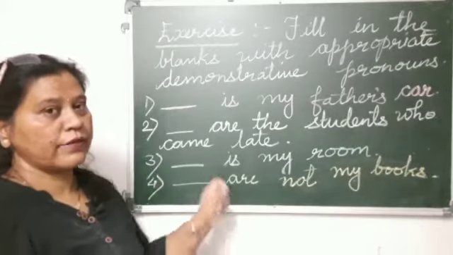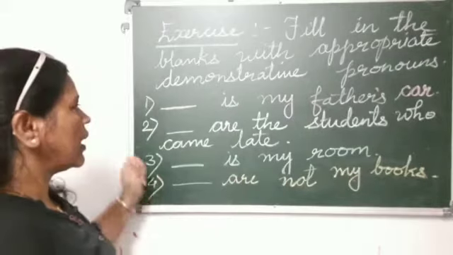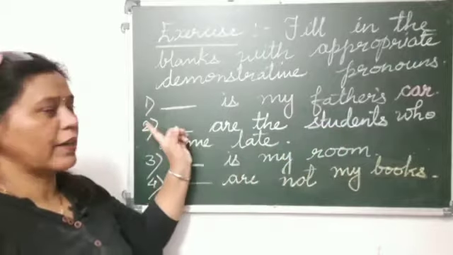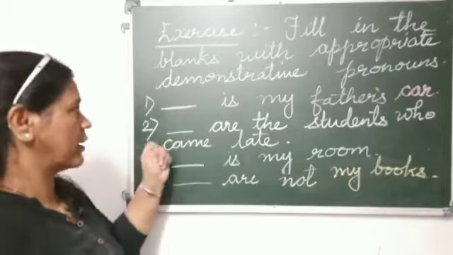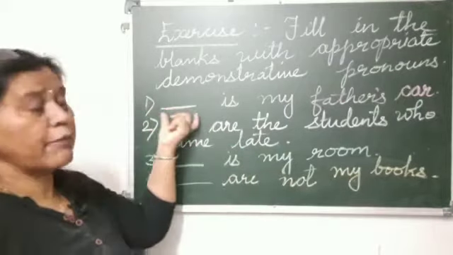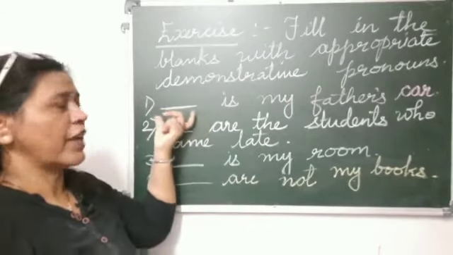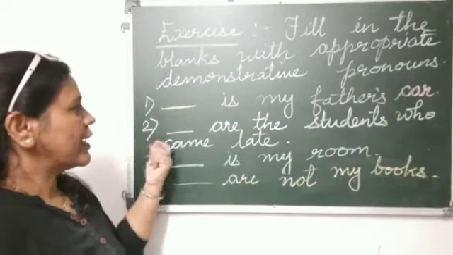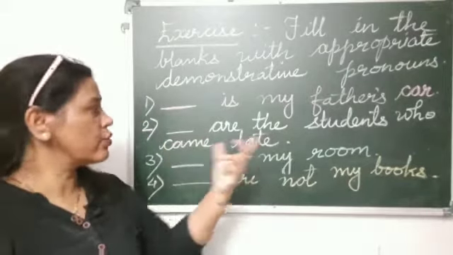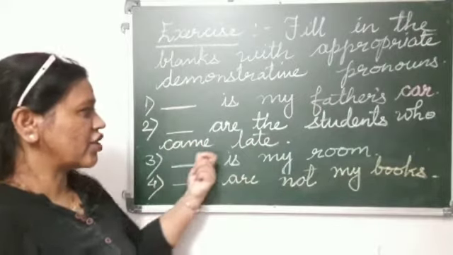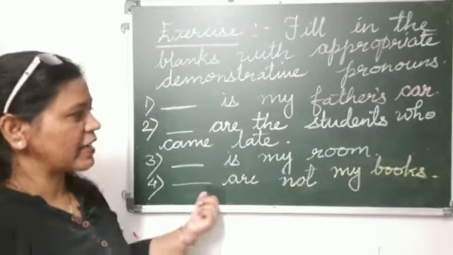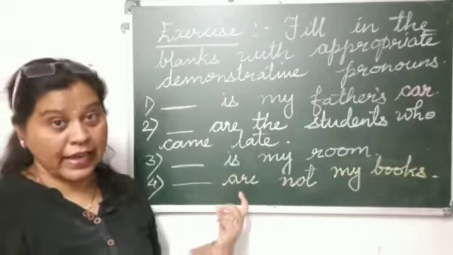Now you understood, I explained in detail what demonstrative pronouns are. So this exercise is given to you, four sentences, you have to complete them and drop the answers in my comment box. The first one: dash is my father's car. Dash, what comes? A demonstrative pronoun. You have to fill in the correct demonstrative pronoun here. The second one: dash are the students who came late.